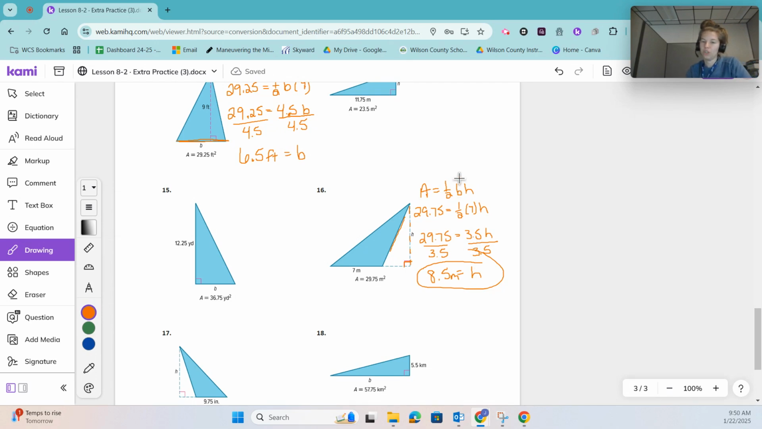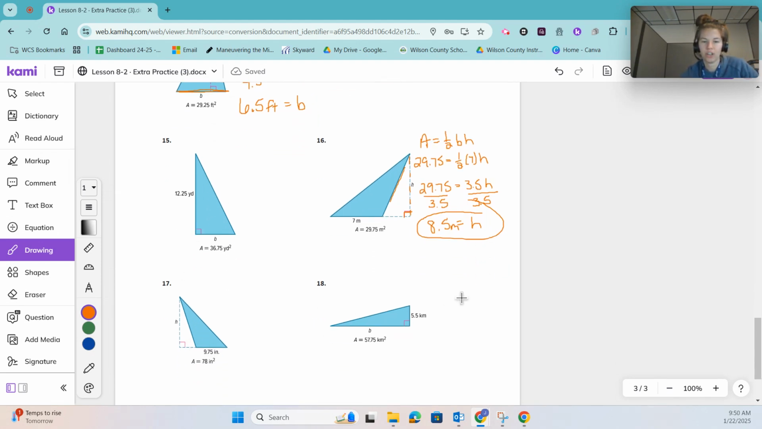Area is two dimensional because we have to multiply by both of those. But when we do that division, we're taking away one of the dimensions and we are left with just one dimension. All right. There are several more of those that you can try on your own here as well.